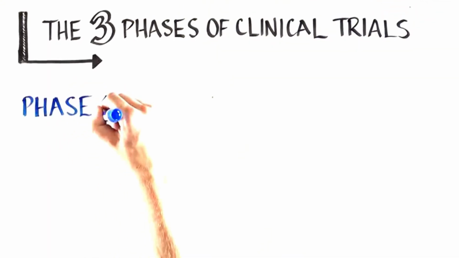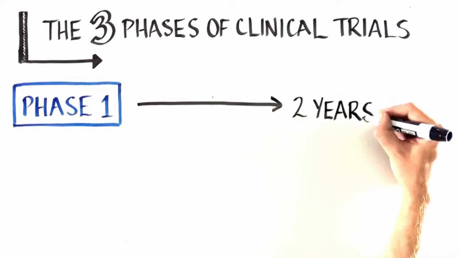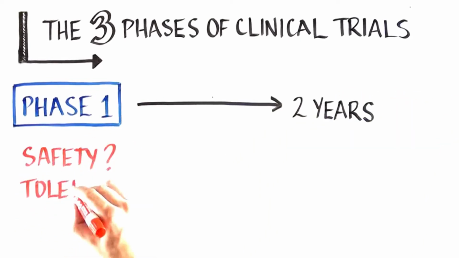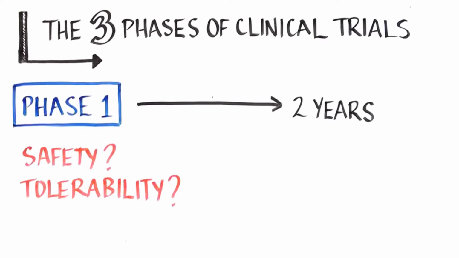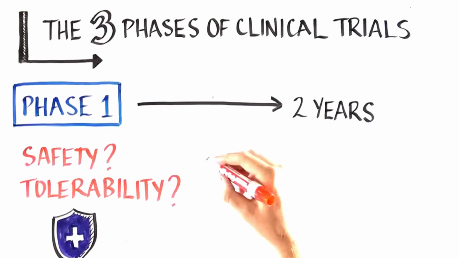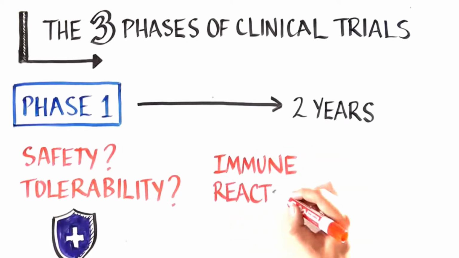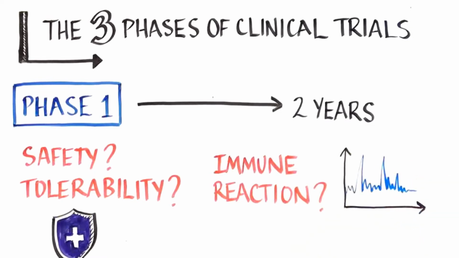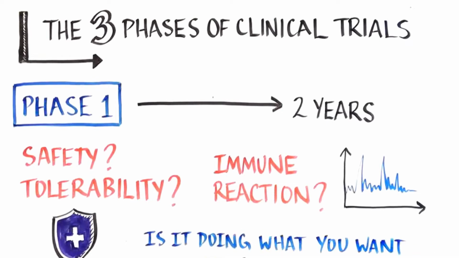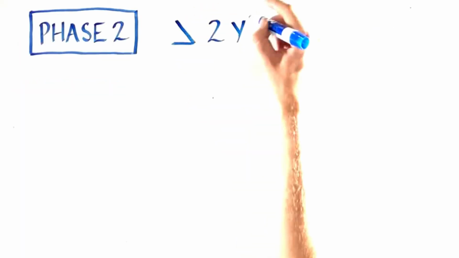The first phase, which usually takes around 1 to 2 years, is really focused on the safety of the vaccine. It will also test for the immune reaction of the human body to the vaccine. This test will also show if the vaccine is doing what it is supposed to do, which is to promote an immune response and possible long-term protection against a new infection.